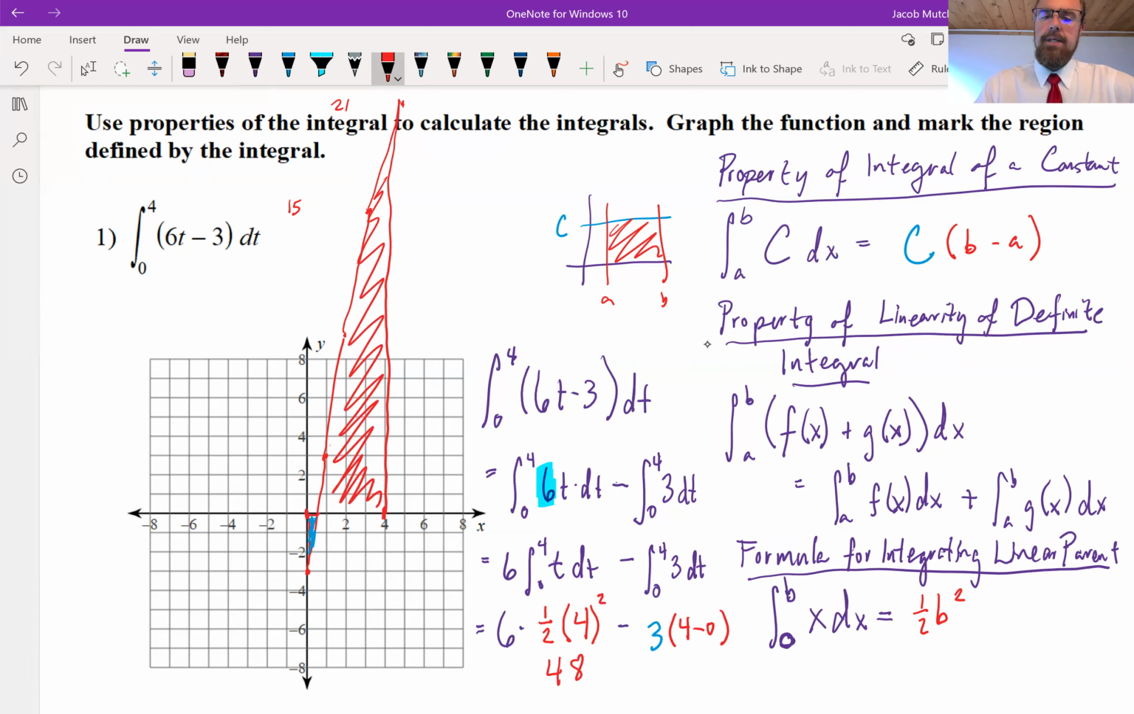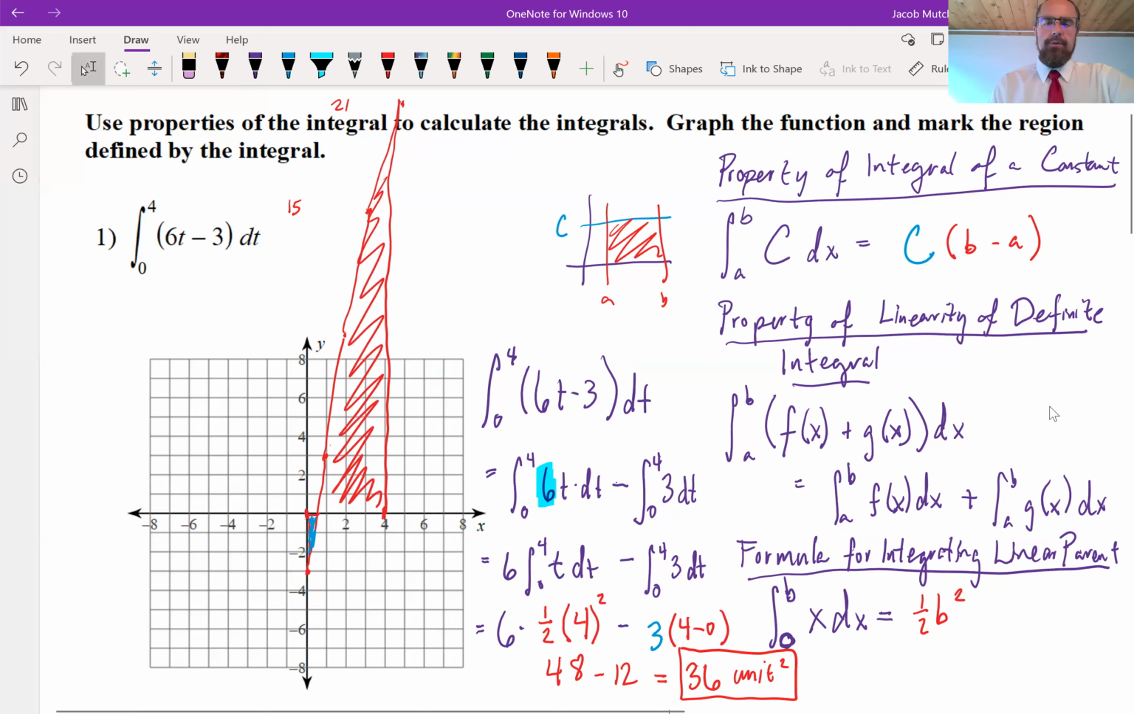And then for my second term there, it's going to be minus. And then 4 minus 0 is 4 times 3 is 12. And finally, 48 minus 12 is going to give us 36 square units. So the area from 0 to 4 for this function, 16 minus 3, is going to be 36 square units.